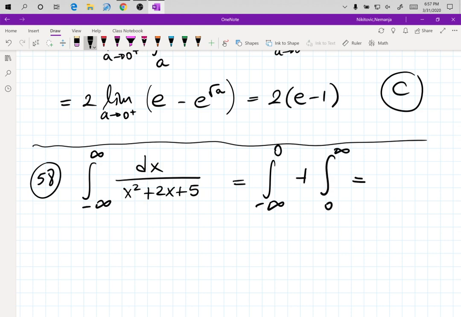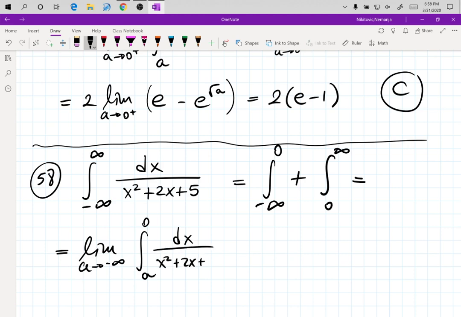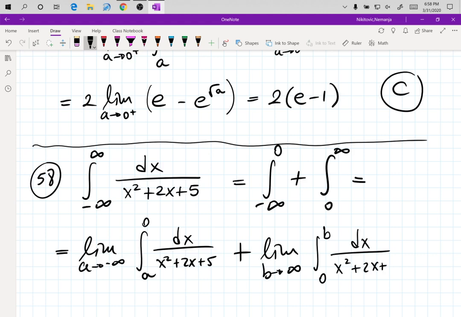As you can see, I did not write everything out, which is terrible. But now in this step, we are going to write everything out. So limit a goes to negative infinity, integral a to 0 of dx over x squared plus 2x plus 5, plus limit b goes to infinity of integral 0 to b dx over x squared plus 2x plus 5.